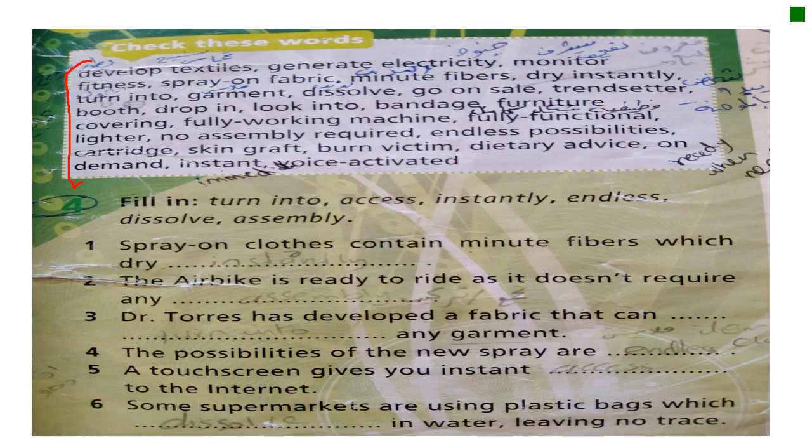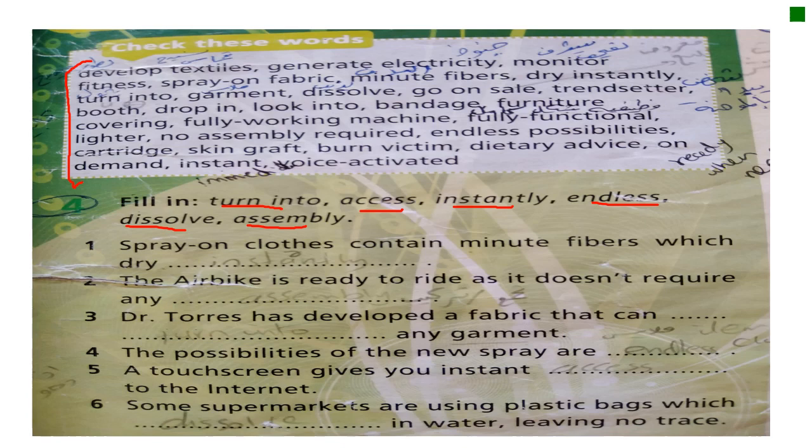Exercise number 4, fill in. Turn into. This is a phrasal verb. It means become. Access, noun. It means the right or the opportunity to use something or to look at something. Instantly, it's an adverb. It means very quickly. Endless is an adjective. It means infinite. Dissolve, it's a verb. It means turn to liquid and disappear. Assembly, it's a noun. It means to put something together, or to put the parts of something together.